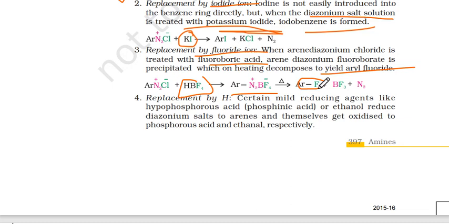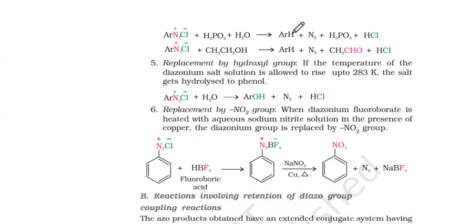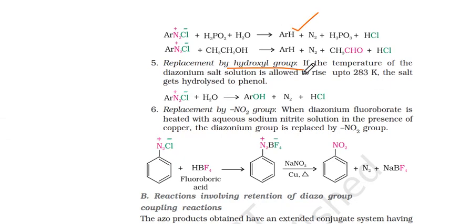Replacement by hydrogen. Certain mild reducing agents like hypophosphorous acid or ethanol reduce diazonium salts to arene, and themselves get oxidized to phosphorous acid and acetaldehyde respectively. So you can reduce it. Replacement by hydroxyl group. If the temperature of the diazonium salt solution is allowed to rise, the salt gets hydrolyzed to phenol. So this is your salt. You can hydrolyze it. The hydroxyl group will replace this N2Cl group.